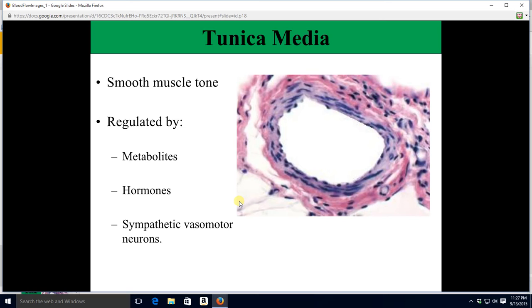Why would that make sense? Well, if we have less tone, that means the muscle is going to relax and the vessel is going to get a little bigger and a little more blood is going to flow, which, if we have a lot of waste building up, we're really going to need. Hormones are going to help us adjust the tone of the muscle, as well as the aforementioned sympathetic vasomotor neurons.